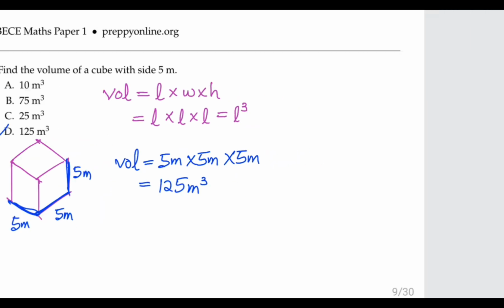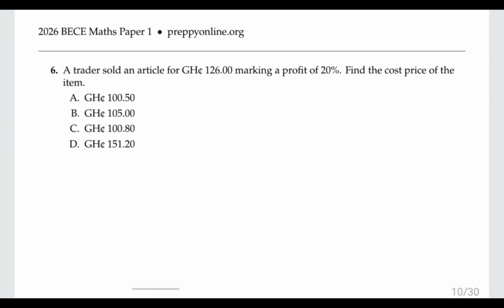All right. The next question, question 6. A trader sold an article for 126 CDs, marking a profit of 20%. Find the cost price of the item. So the trader sold the article for 126 CDs, and this 126 CDs represents a profit of 20%. So when he sold it at this price, he made a profit of 20%. That means that this 126 CDs is equal to 120% of the cost price.